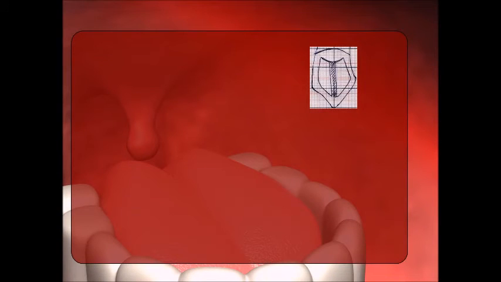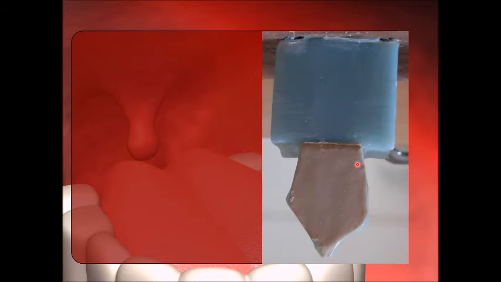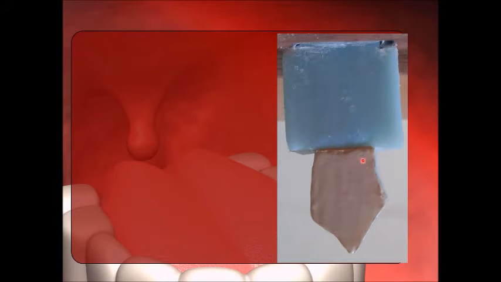Then draw the lingual aspect on the soap. This is the lingual aspect. So on the soap, we will draw the labial and the lingual. We will cut off all the excess from the mesial and the distal side. This is from the lingual, and the image before is from the labial. We cut off all the excess mesially and distally.